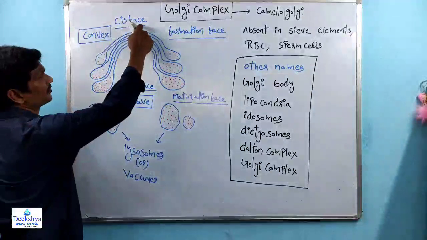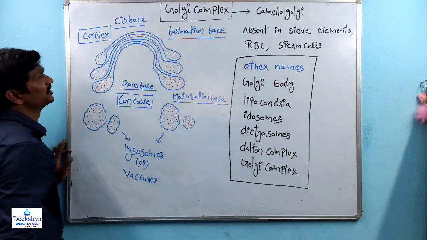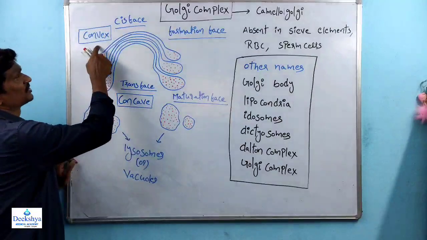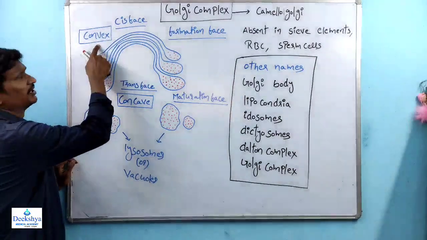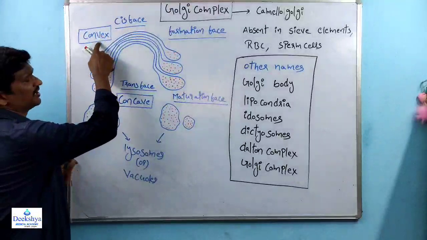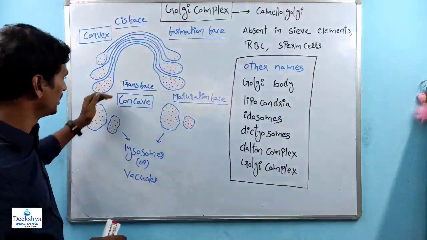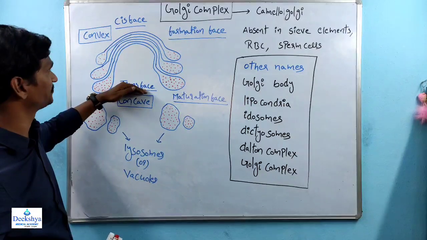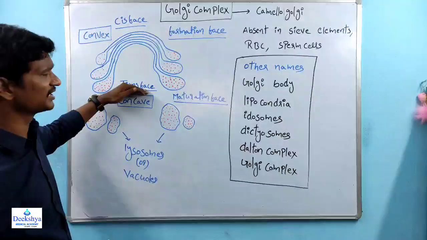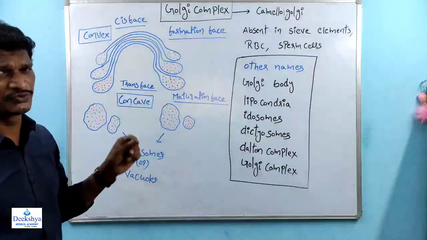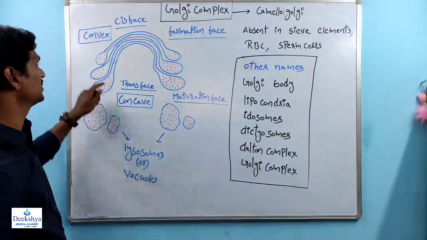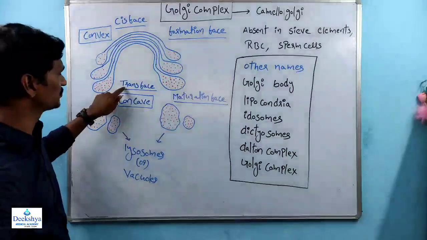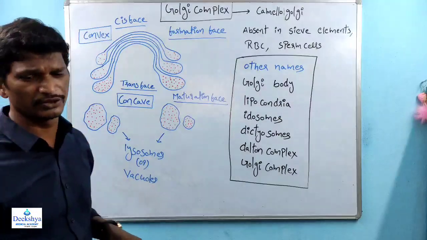Here, this position is called the cis position. The upper side is called the cis position, and its shape is convex. The lower side is called the trans face. So there is a cis face and a trans face. The cis face has a convex shape, and the trans face has a concave shape.